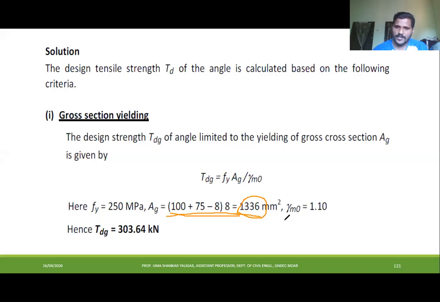Now gamma m0 is 1.1. If you substitute these three values, Fy, Ag and gamma m0, you will get 303.64 kilo Newton. This is how we calculate the failure due to cross section yielding.